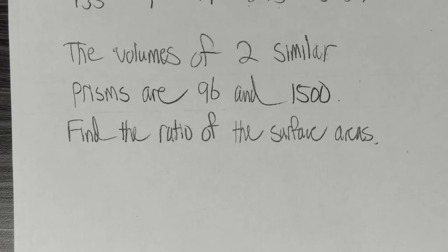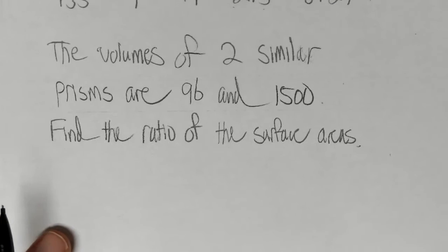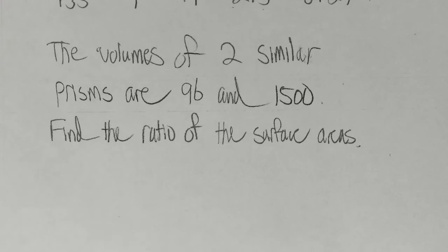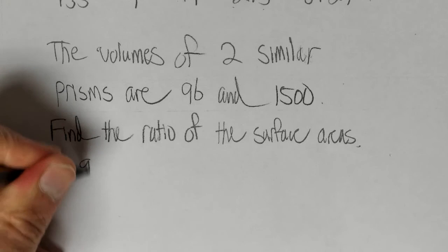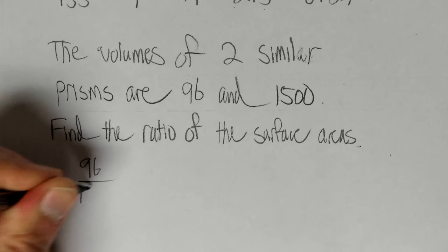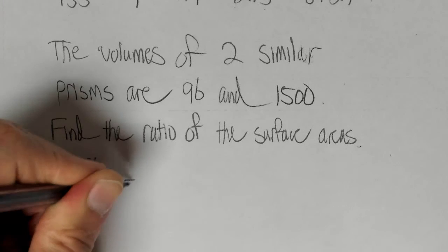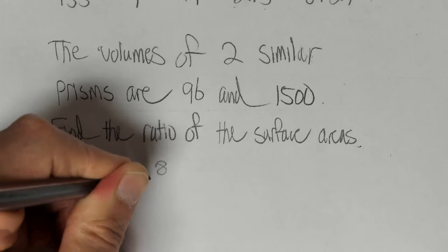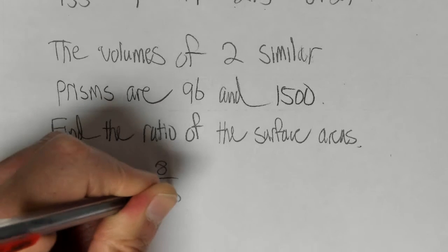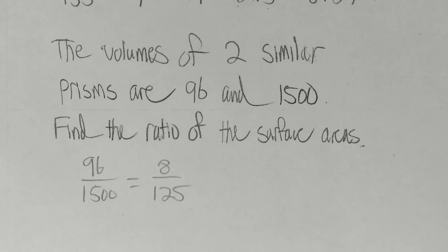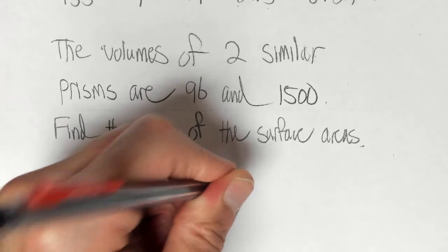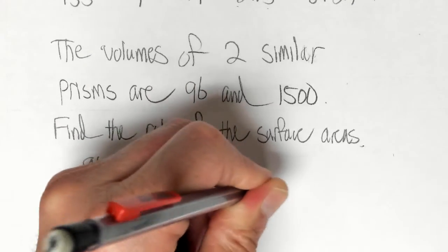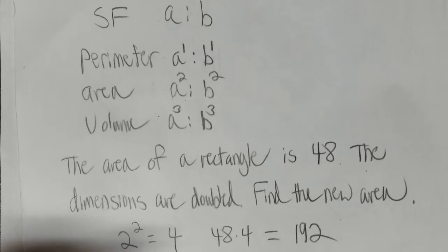Let's try another one. Let's say the volumes of two similar prisms are 96 and 1500. Find the ratio of the surface areas. So again, the first step is reduce the fraction, 96 over 1500, and that turns out to reduce to 8 over 125. Like I say, you can find a fraction reducer online, no problem. All right, so this would be 8 to 125. But remember, this is the ratio of the volumes. We're already to the third power.